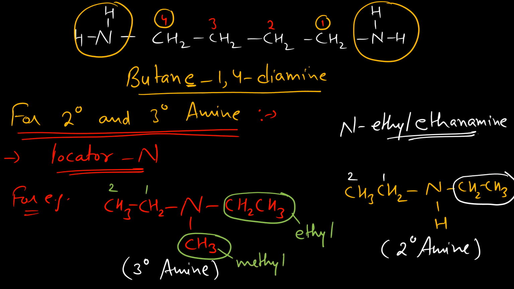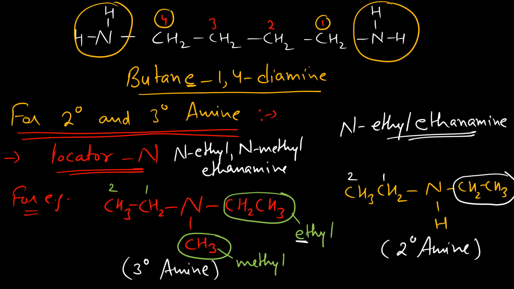And as we know, under the rules of IUPAC naming, its name should come to you as N-ethyl, N-methyl ethanamine. Why have we written ethyl first and then methyl? Alphabetically, we have to write first the one which comes alphabetically first, like ethyl comes first, then methyl. So N-ethyl-N-methyl ethanamine. So hope you got it.